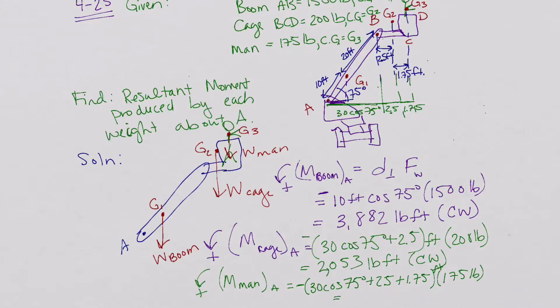And we end up getting 12.01 for the distance times 175 pounds. We end up getting 2,103 pound-feet, and that's also clockwise. So that's problem 425.